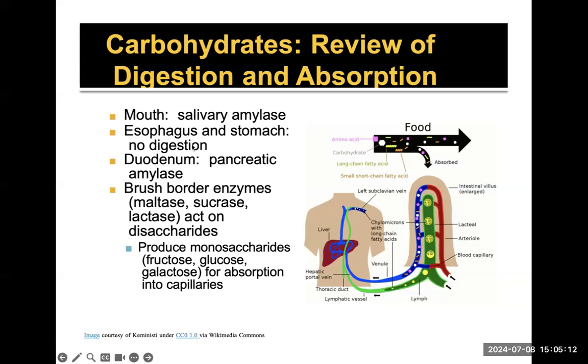In the esophagus and the stomach, for carbs, there's no digestion occurring there. And then you begin carbohydrate digestion again in the duodenum due to the presence of the pancreatic amylase. And then the brush border enzymes are going to act on disaccharides and start to produce smaller monosaccharides for absorption into your capillaries.